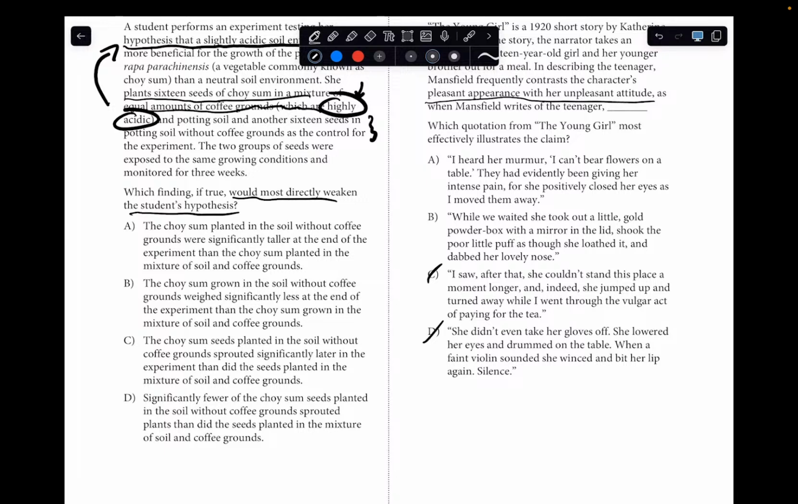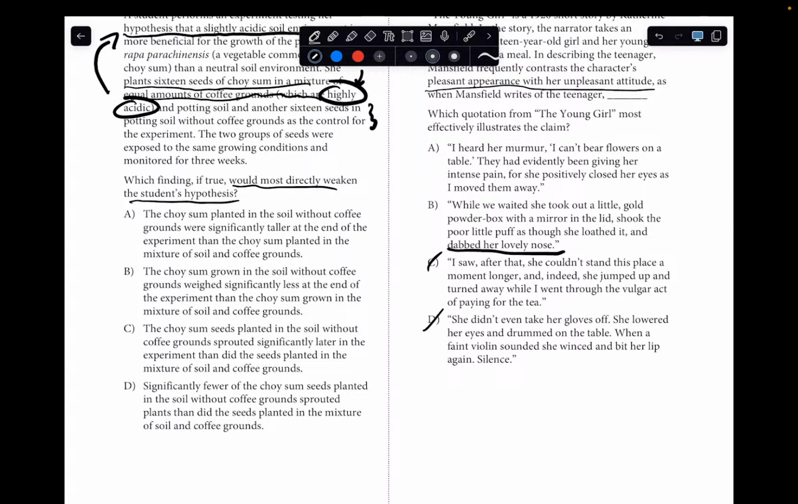B, while we waited, she took out a gold little powder box with a mirror in the lid, shook the poor little puff as though she loathed it, and dabbed her lovely nose. So that's the first choice that I've seen with a direct reference to her physical appearance. So I'm really strongly leaning closer to this one. Let's just check A. I heard her murmur, "I can't bear flowers on a table." They had evidently been given her intense pain, for which she positively closed her eyes as I moved away from them. So all of these choices had reference to her being a brat, but there was only one, B, that referenced or made mention of her physical appearance.